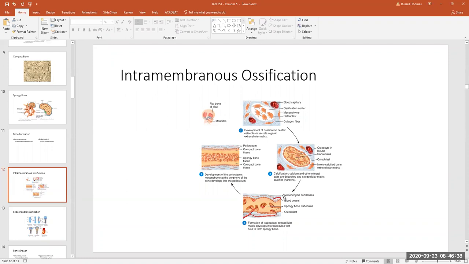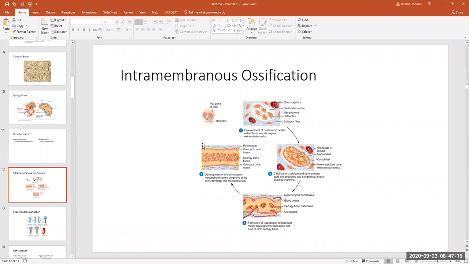We then have the mesenchyme at the edges of where the bone is developing start to condense down. And ultimately, that will form the periosteum of the bone. So what are we left with? Well, ultimately in the middle, we have the little trabeculae of spongy bone that's being developed. You see it better in the last stage of the development, which is where the periosteum will develop. And in the very middle, you see all of the little holes and where the trabeculae are of spongy bone.